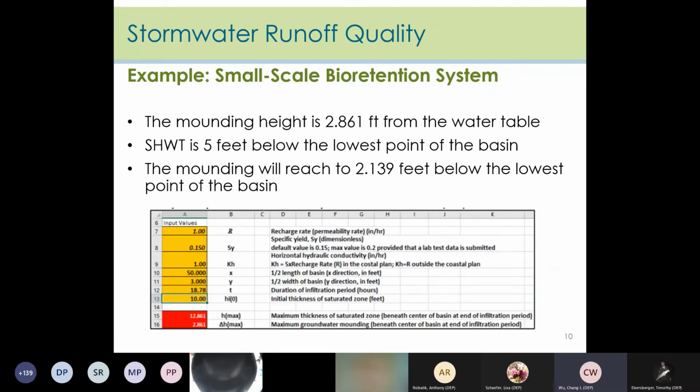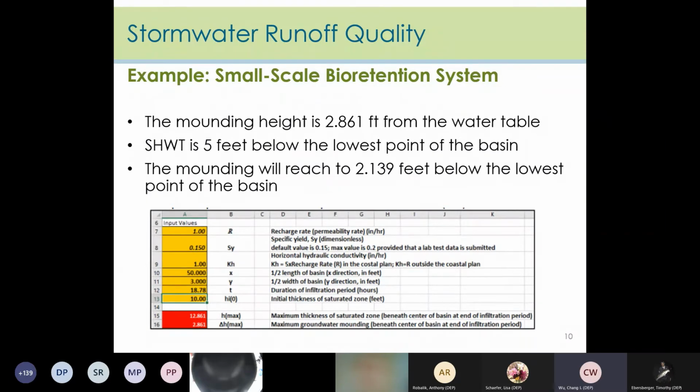So here is the output screenshot of the spreadsheet, and from the result, it shows that the mounding height is 861 feet from the water table, and the seasonal high water table is 5 feet below the lowest point of the basin. So the mounding will reach to 2.139 below the lowest point of the basin. So in this case, the mounding will not have an adverse impact to the basin.